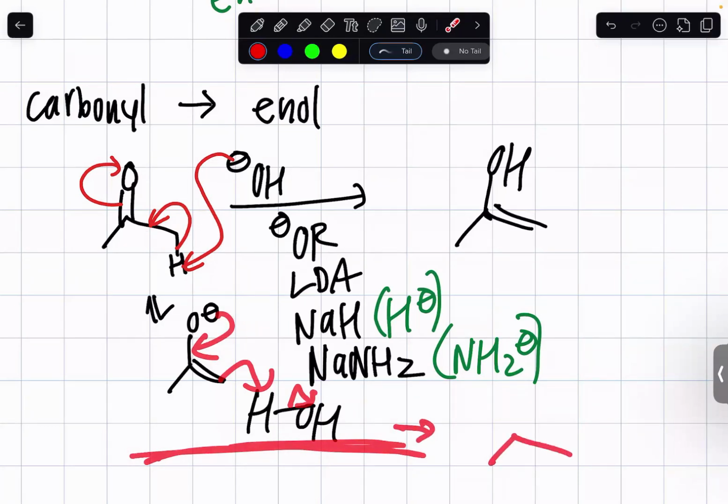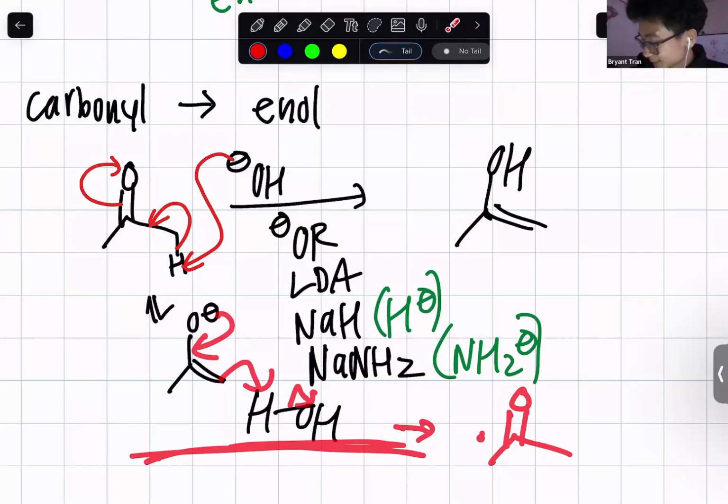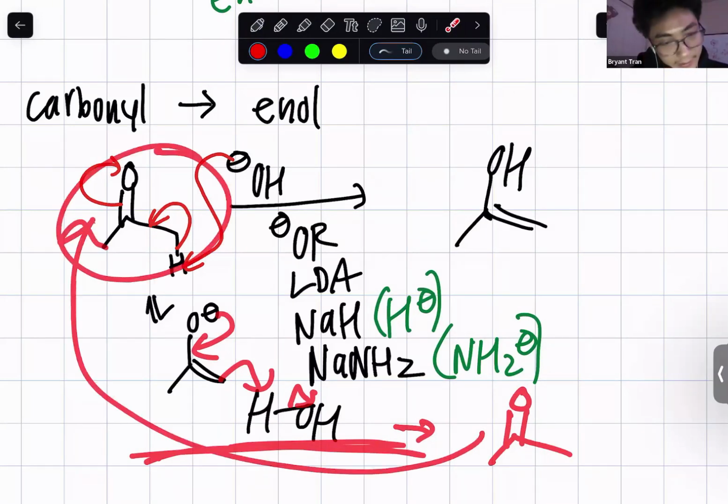Is that a carbo... Carbonyl. Oh no, I was thinking something else. Carbonyl. It's okay. It's okay. Carbonyl, which is what we had originally, right? And in most cases, we want to get to the carbonyl.